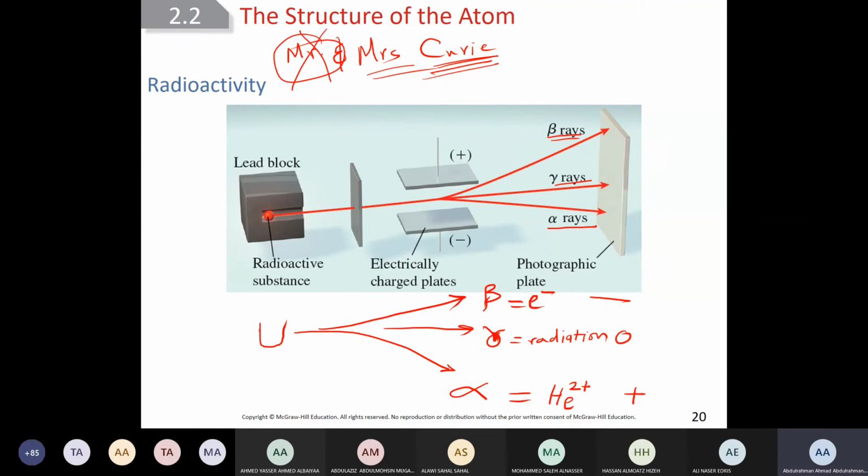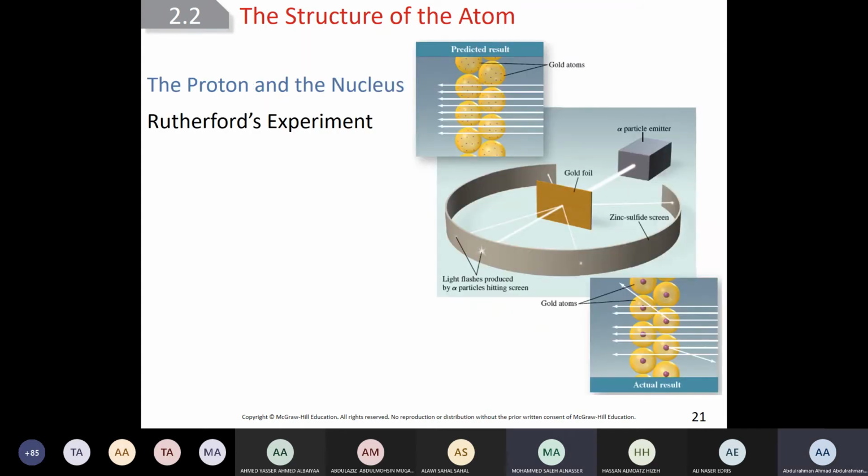So what is alpha? Helium without electrons. And what's beta? Electron. Just electron. Radiation. Okay. Next, another important name you must memorize: Rutherford.